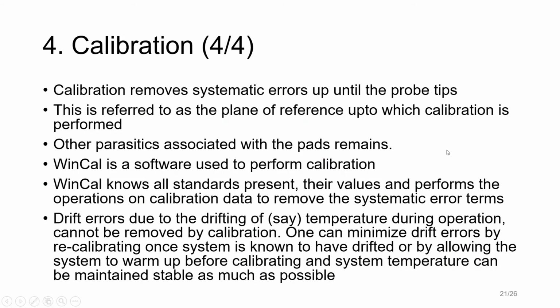The process of calibration removes all possible systematic errors till the tip of the probe being used. All systematic errors till there are accounted for. Thus, we say that the plane of reference is set to be till the probe tips for the measurements after calibration.